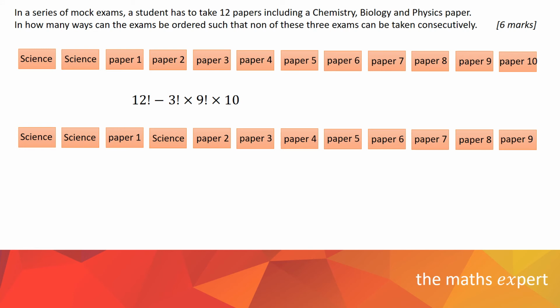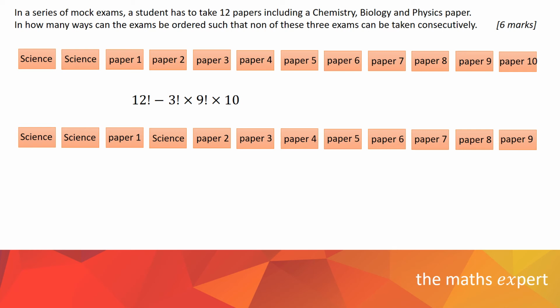I now need to consider 2 papers together. Again, I will fix the 2 papers at the beginning, and then put the third paper in between paper 1 and 2, as you can see in the diagram. There will be 3 factorial ways to arrange the science papers, and I can move the third science paper along to see that it can go in 9 different places.